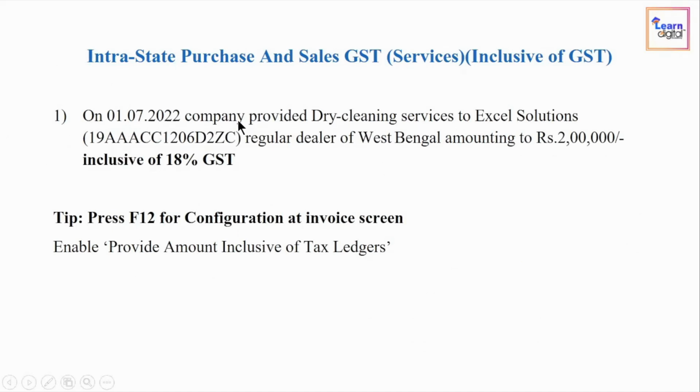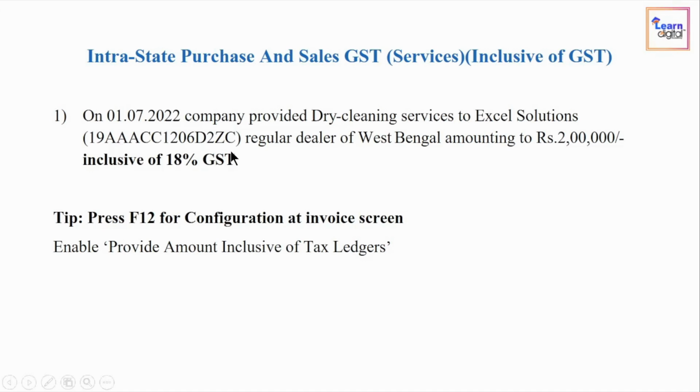On 1st July, the company provided dry clean services to Excel Solutions, a regular dealer of West Bengal, amounting to rupees 2 lakh, inclusive of 18% GST. This 2 lakh has GST inclusive in it. So GST should not get calculated on 2 lakh. It should get calculated on some base amount, and base amount plus GST amount should make the invoice value 2 lakh rupees.